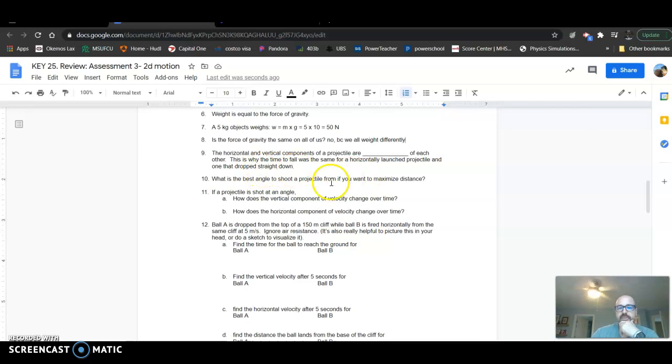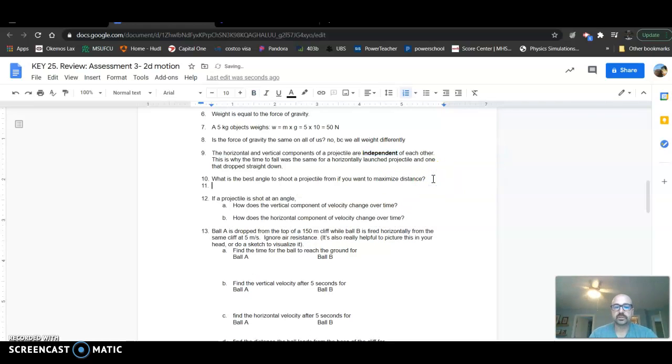Number 9 asks about the horizontal and vertical components of a projectile. I put this in here because on the first day of this unit, we had the demonstration where the ball got shot out horizontally and the one fell straight down. I hoped you were realizing at that point that these are independent of each other, and that's why the time was the same for those. That was a really key thing throughout this whole unit.